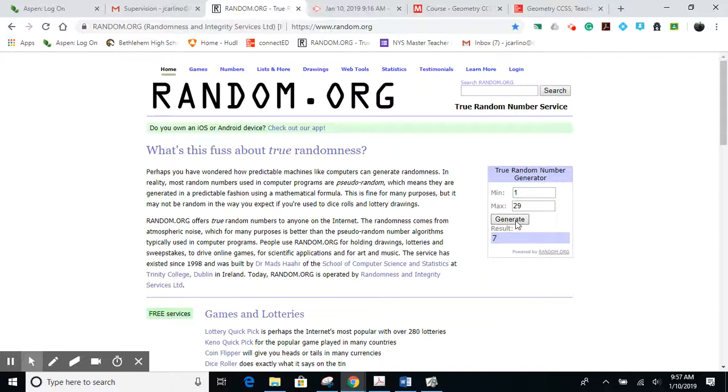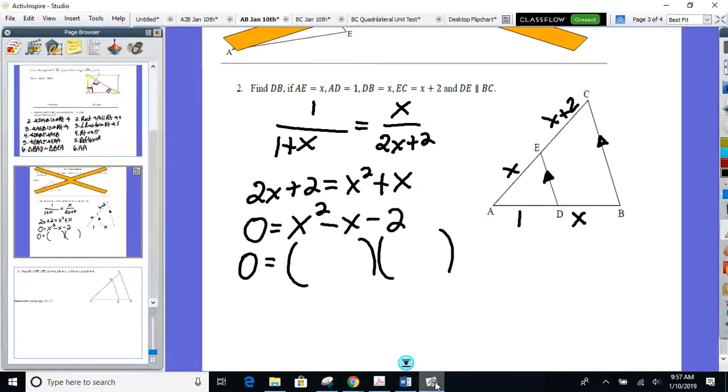Yep, that was an excellent answer. Two numbers that multiply to -2 but add to what? -1. -2, +1. Nice job. And then solve each for 0, right? So x equals 2 and x equals -1.